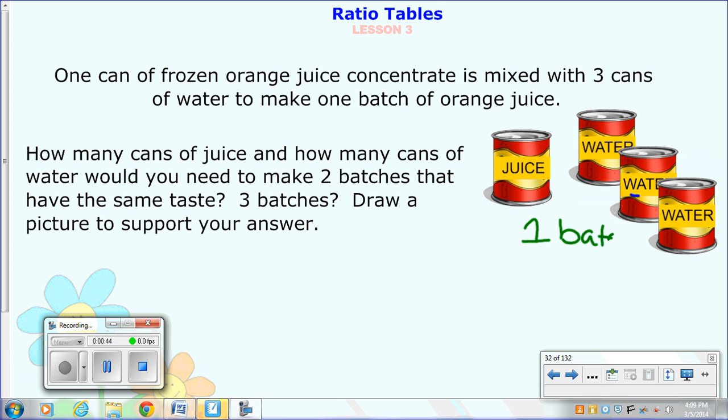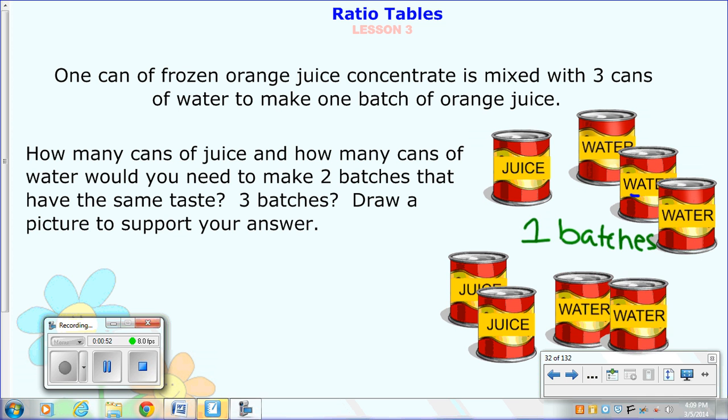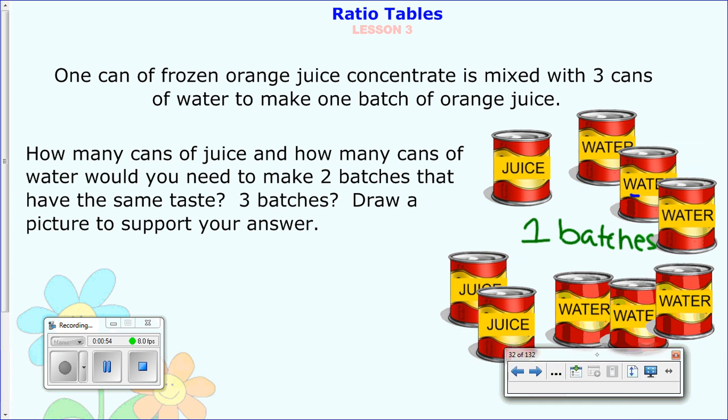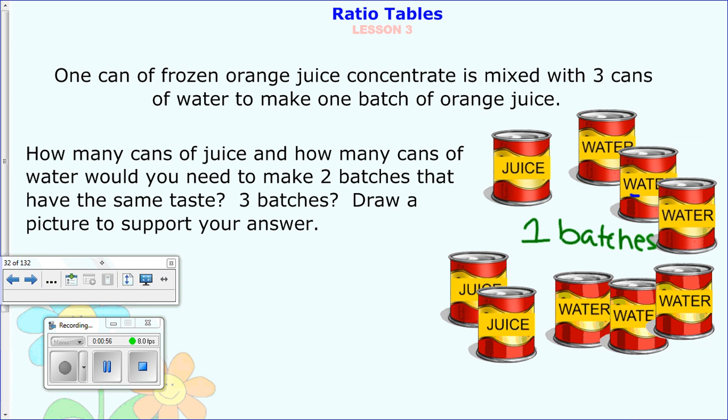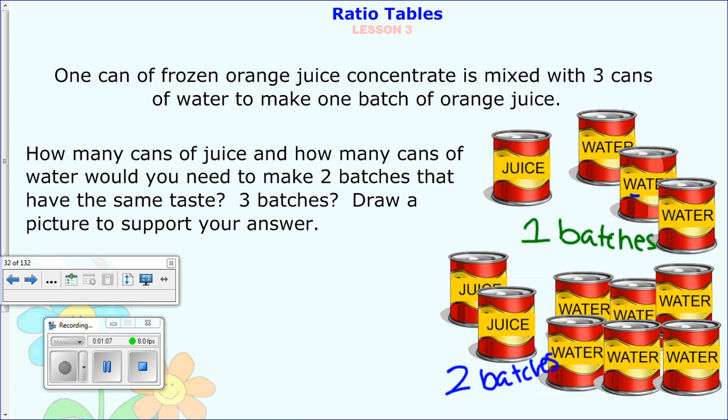Now, to make 2 batches, I double it, right? So, I'd have 2 cans of juice. And 1, 2, well, 3 makes just 1 batch of orange juice. I want to make 2 batches, so again, you double that as well. And I'd have, for this one, 2 juices and 6 waters to make 2 batches. And again, you do it one more time.